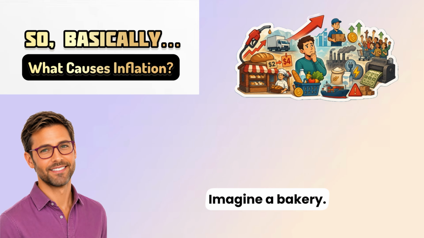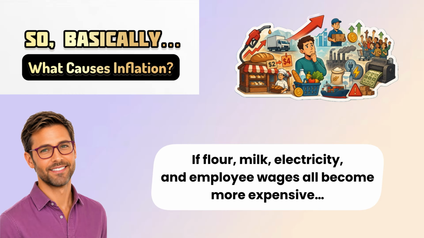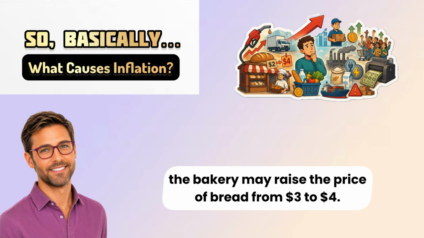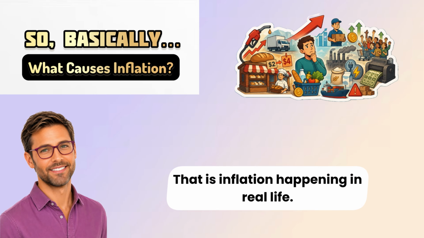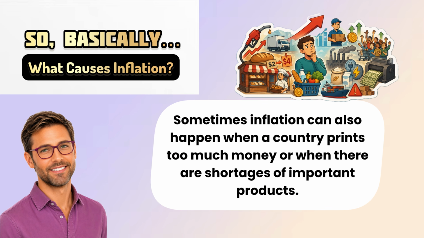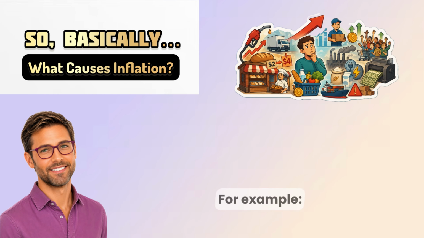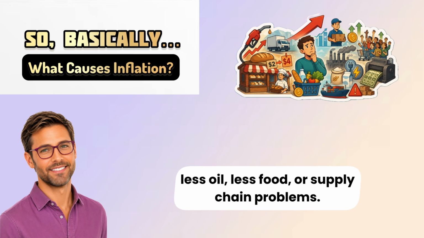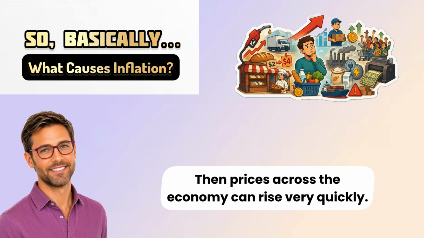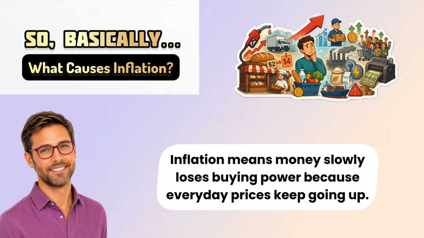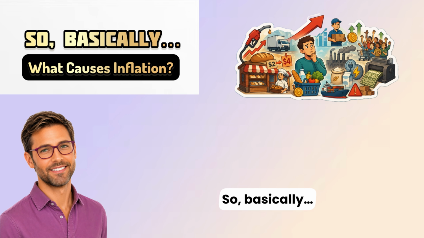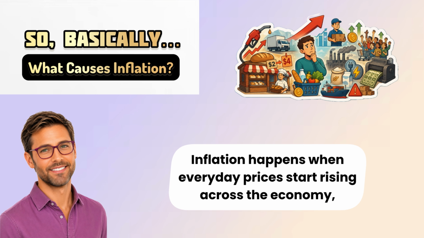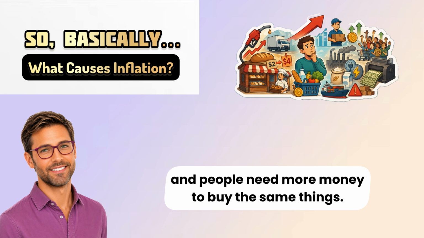Here's a simple example. Imagine a bakery. If flour, milk, electricity, and employee wages all become more expensive, the bakery may raise the price of bread from $3 to $4. That is inflation happening in real life. Sometimes inflation can also happen when a country prints too much money or when there are shortages of important products. For example, less oil, less food, or supply chain problems. Then prices across the economy can rise very quickly. Inflation means money slowly loses buying power because everyday prices keep going up. So basically, inflation happens when everyday prices start rising across the economy, and people need more money to buy the same things.